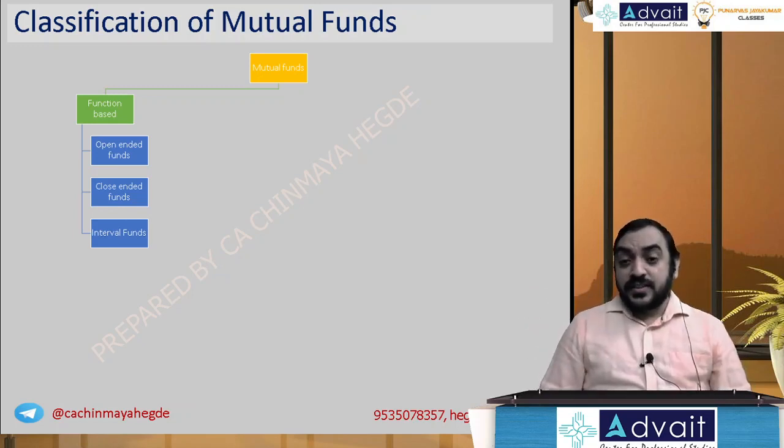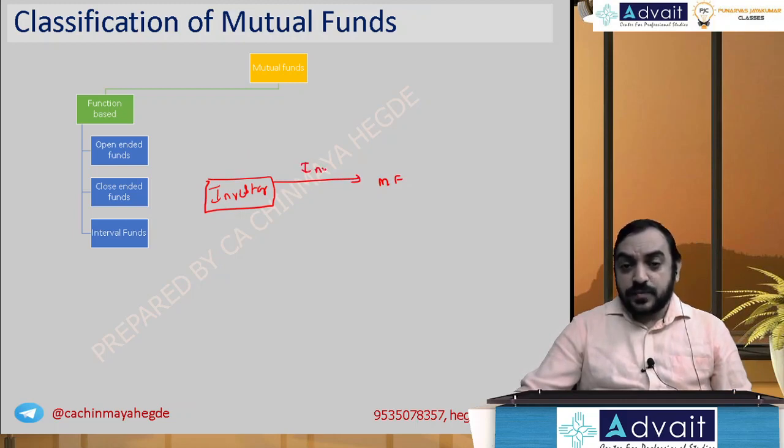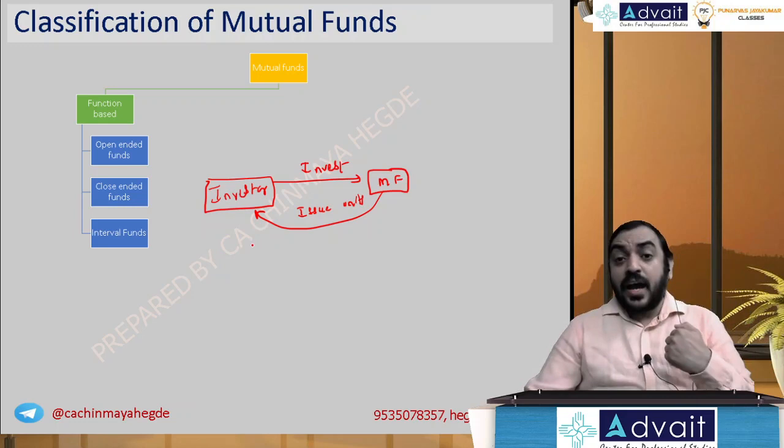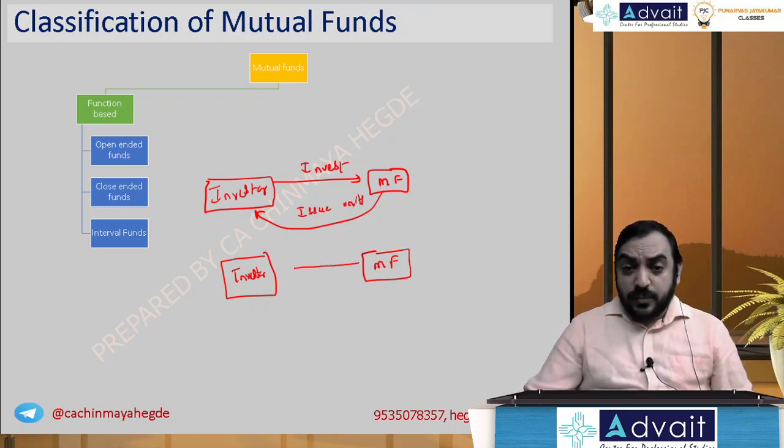But in open-ended funds, if you want to buy the units, you will buy from the mutual fund. So investor and mutual fund. When the investor wants to invest, he gives the money, invests in the mutual fund, and the mutual fund will issue units. They will not give you shares, they will give you units. And when the investor wants the money back, he will not sell it to somebody else. He will come to the mutual fund only and say, I want money. So the investor will take the money, that is, will redeem the units. Investor will get money back.